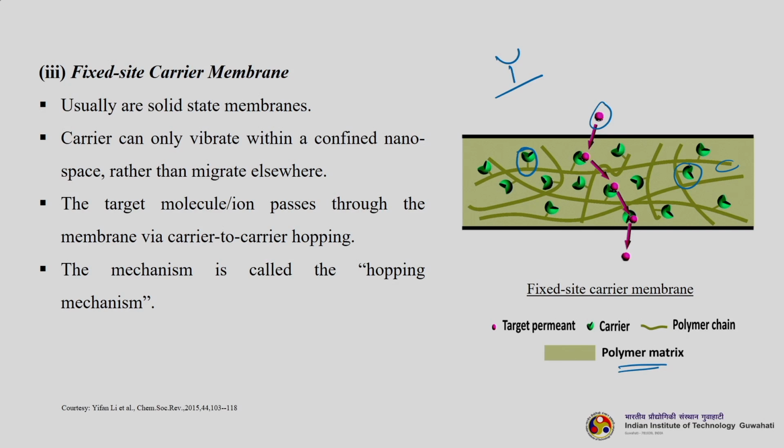The target molecular ion passes through the membrane by carrier to carrier hopping. This mechanism is called the hopping mechanism. Let us see how it will happen. Let us say the solute comes here and binds here. Once it is bound, after some time it hops again here, then hops again here, then it comes and gets dissociated on the opposite side. So, basically it is a hopping mechanism that takes place in a fixed site carrier membrane.